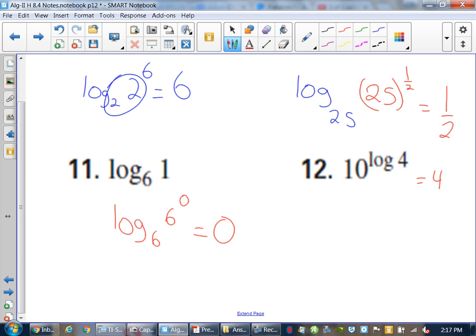Common log is base 10. So if you just see plain old boring log, this is base 10. Okay.